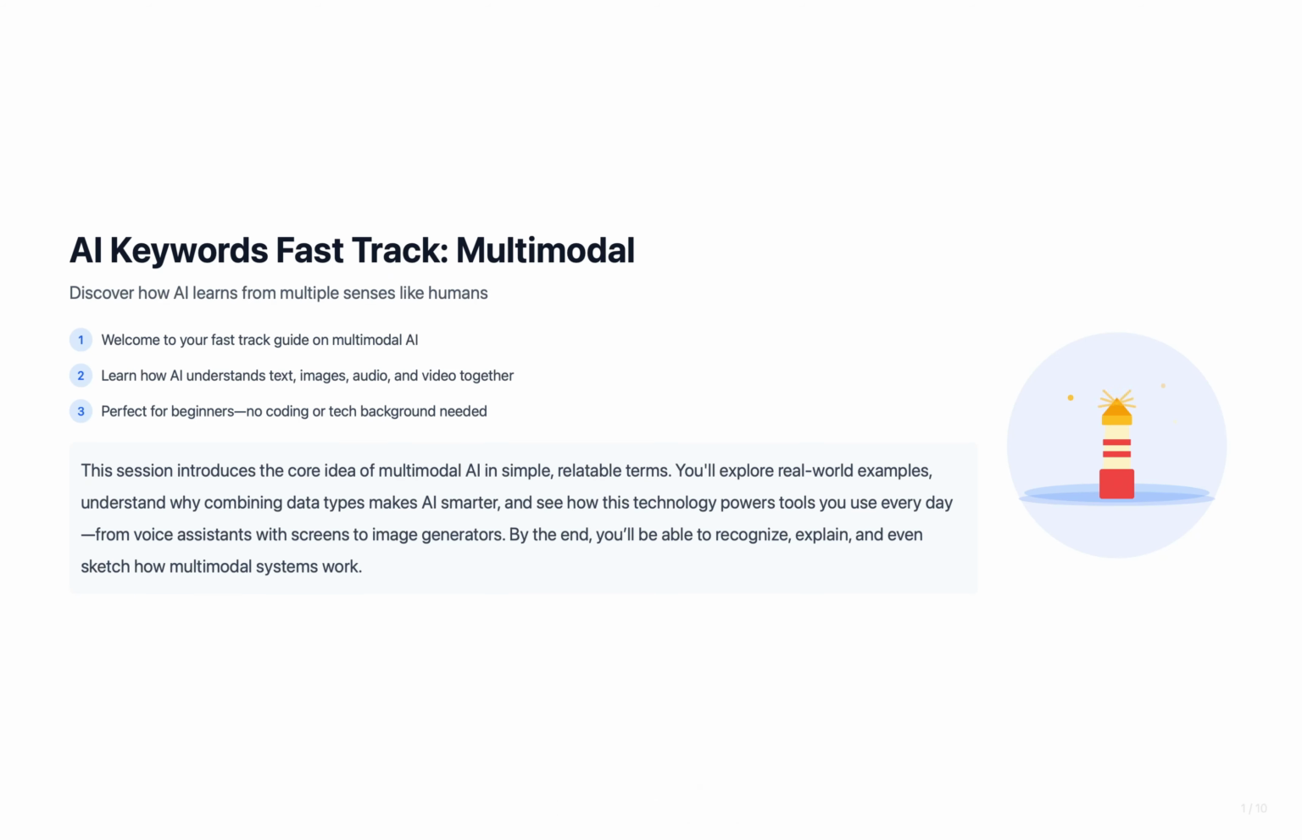Today, we'll explore how artificial intelligence can understand not just words, but also images, sounds, and even videos, all at the same time. Think of it like giving a computer eyes, ears, and a voice, just like us. We'll keep things simple, clear, and full of everyday examples so you can easily grasp how this powerful technology works behind the scenes. Whether you're using a phone app or talking to a smart assistant, chances are you've already interacted with multimodal AI without even knowing it. Let's dive in and uncover how it all comes together.